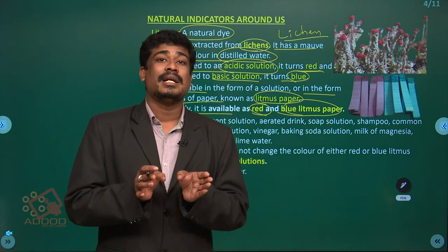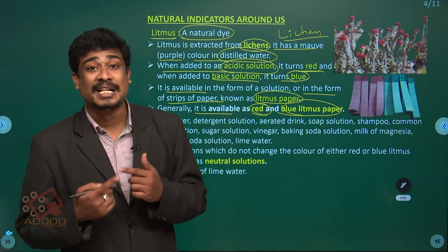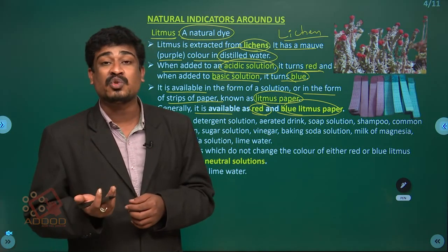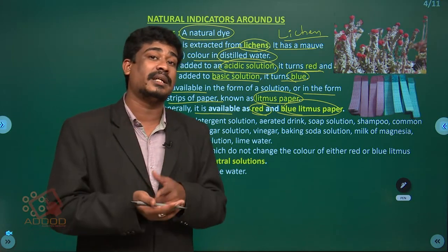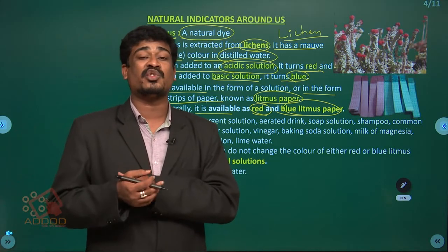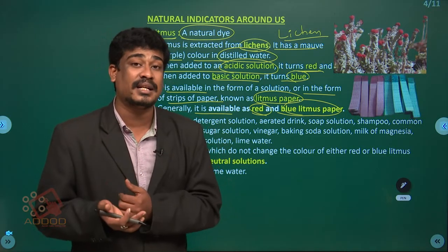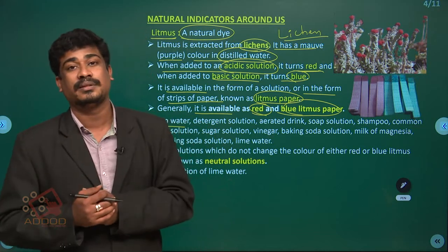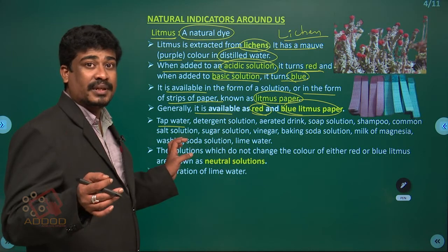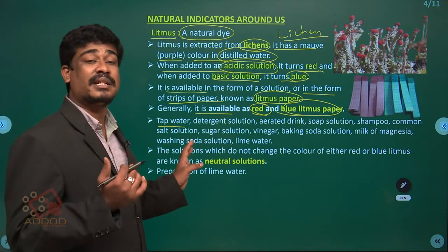So while adding red litmus paper to the basic solution, it turns into blue color. Then we can say that it is basic. Whenever blue litmus paper is added to a solution and it turns into red color, the solution is acid. By using that concept, if red litmus changes into blue color, that solution is basic. If blue litmus changes into red color, that indicates acid.